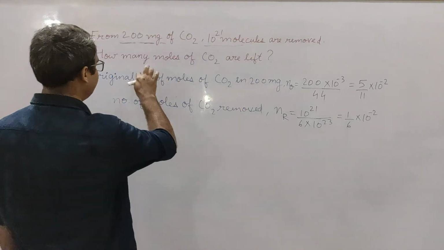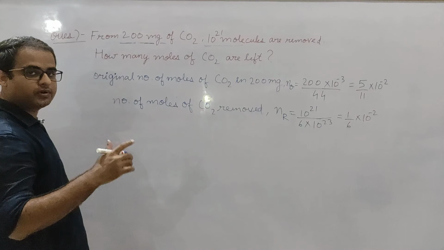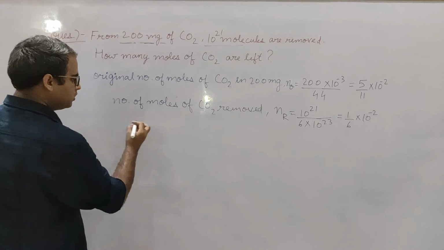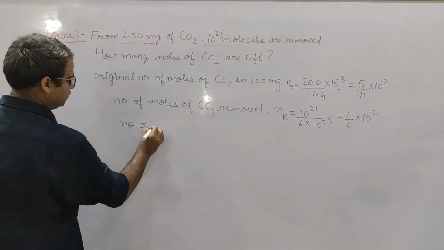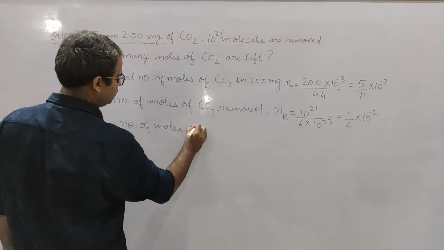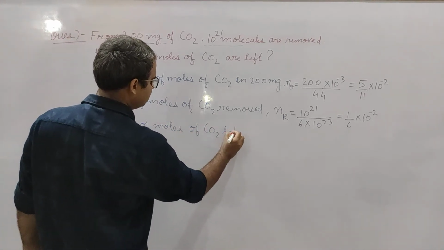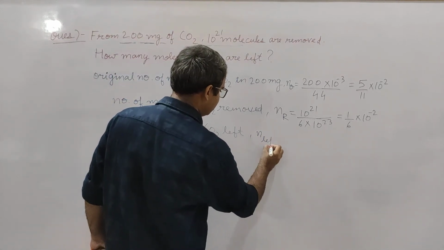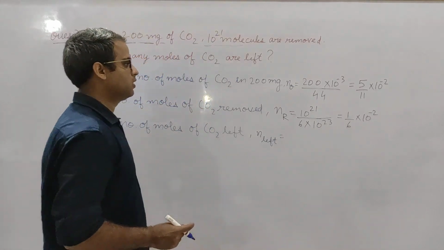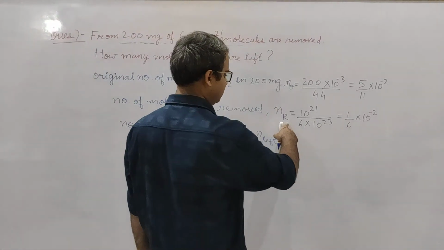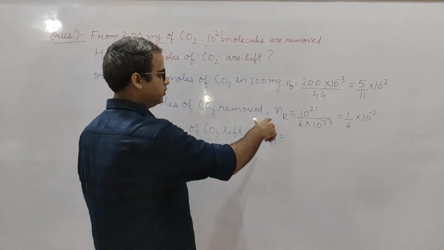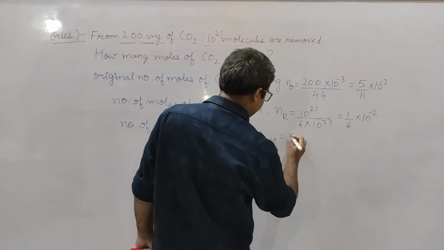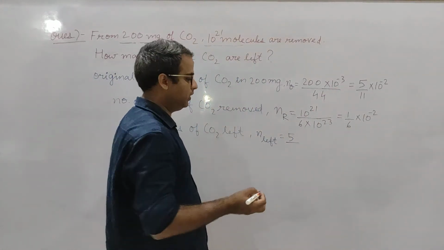Now we have to calculate the number of moles of remaining CO2 after removing this much from the original number of moles of CO2. So we will write the number of moles of CO2 left. What you will do is subtract the number of moles of CO2 removed from the original number of moles of CO2. Then you will get the number of moles of CO2 remaining.